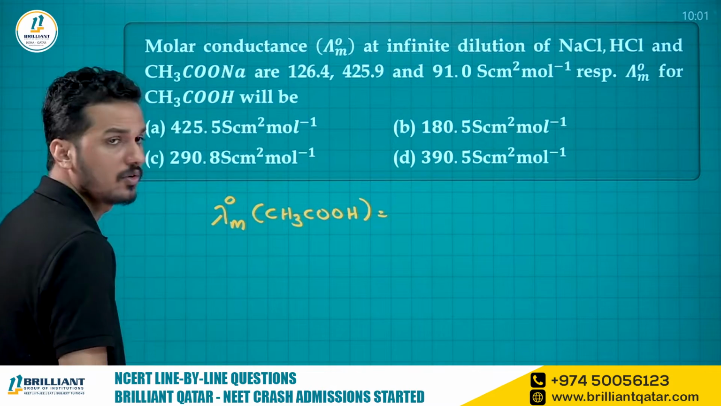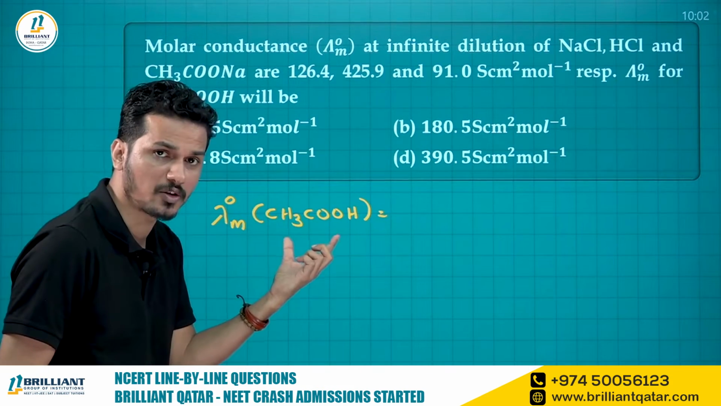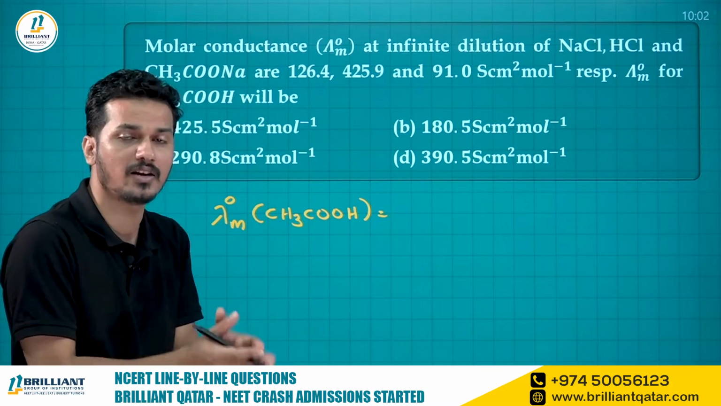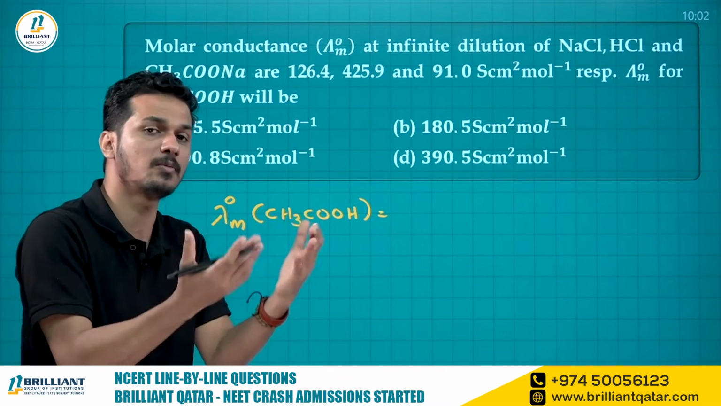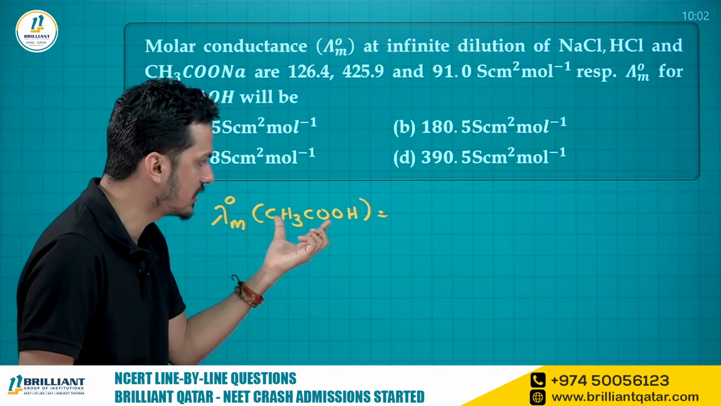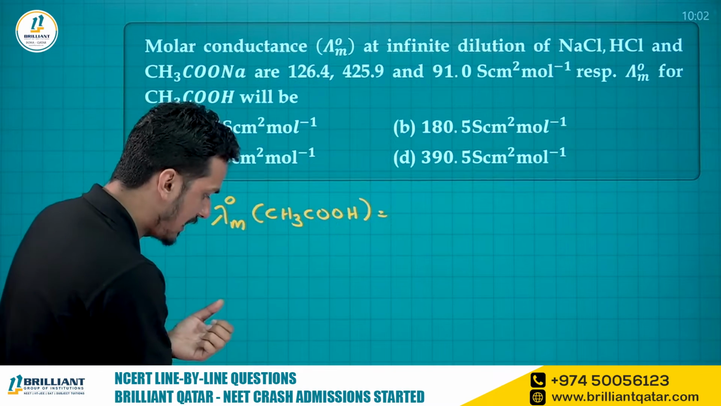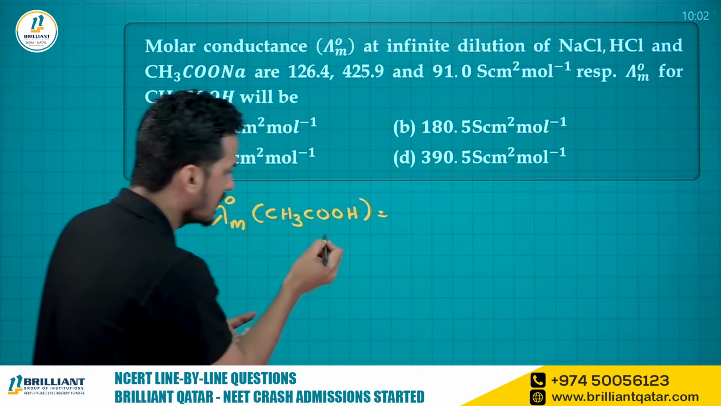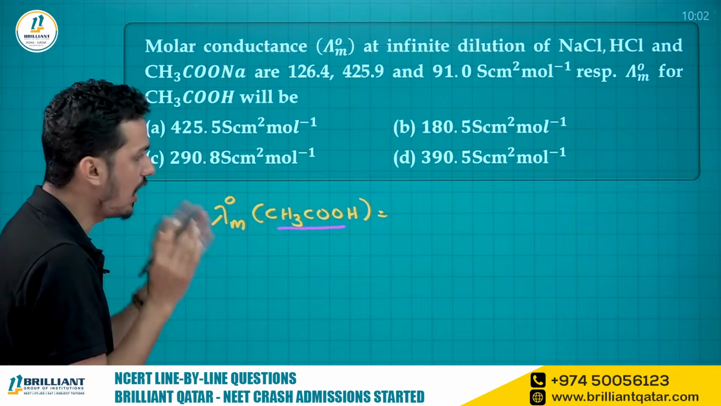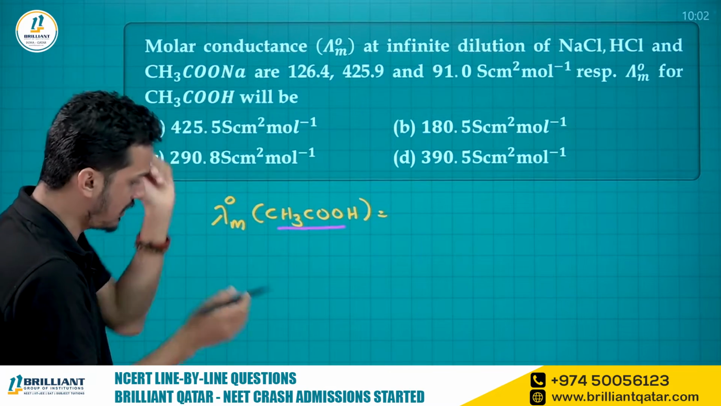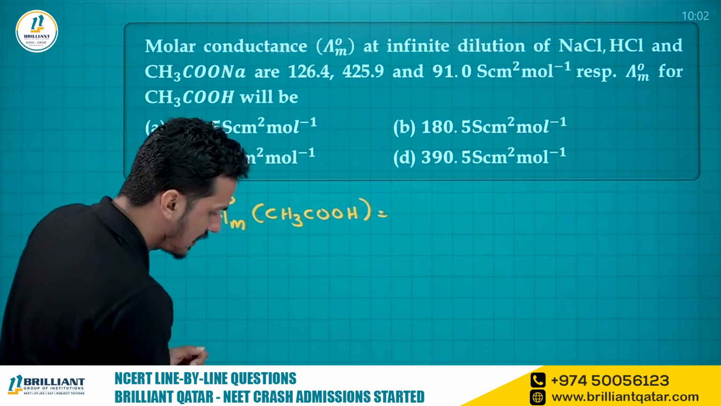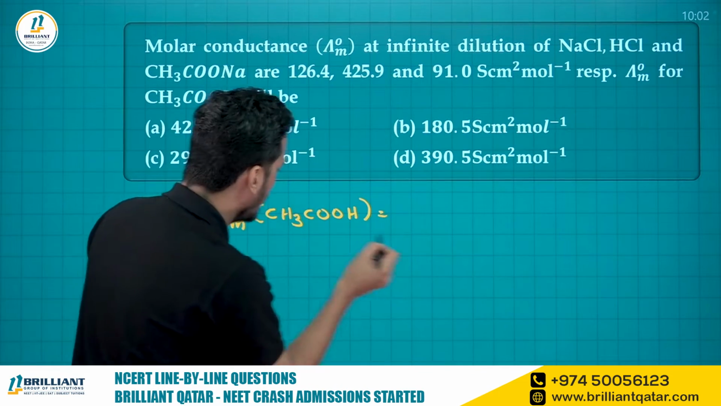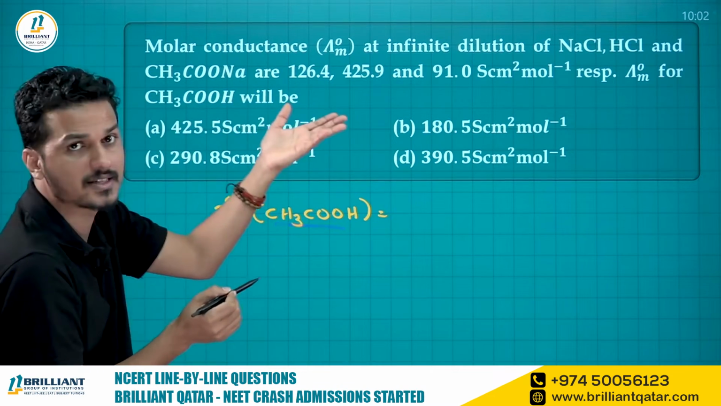We know for a weak electrolyte, limiting molar conductivity we can find by using limiting molar conductivity of strong electrolytes. Here CH3COO is there. So we can start like this. You have to look in the given options. In the given options, is there anything that contains CH3CO?